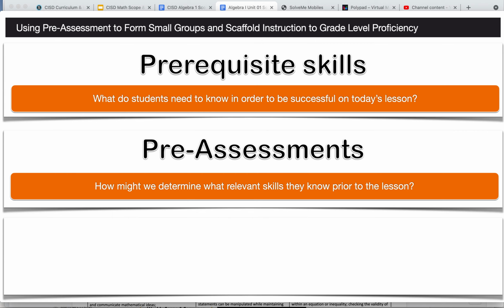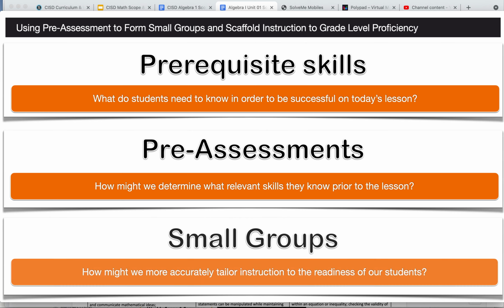Well, how might we determine what relevant skills they know? To what extent do they understand those prerequisite skills? Where are they along the understanding continuum of those prerequisite skills? And how can we scaffold from where they are to where they need to go for this grade level lesson? How might we more accurately tailor instruction to the readiness of our students?